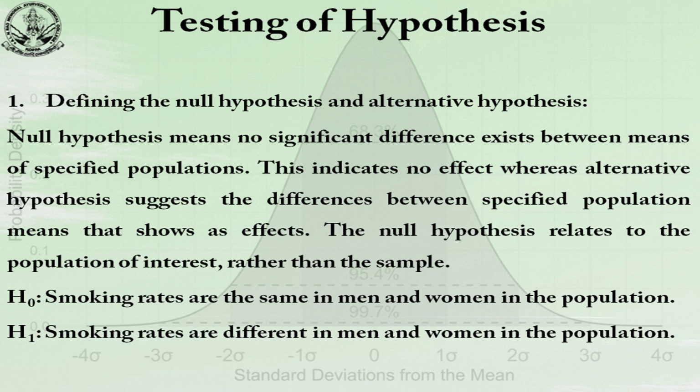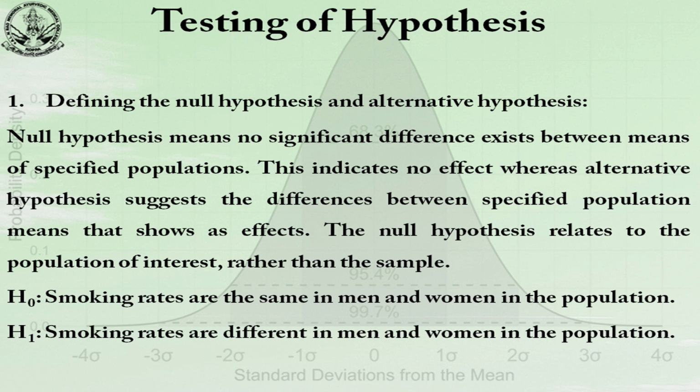So ultimately, what we do in significance testing is nothing but the testing of hypothesis. First of all, we define the null hypothesis and the alternative hypothesis. Null hypothesis means no significant difference exists between the means of specified populations. This indicates no effect, whereas the alternative hypothesis suggests the difference between specified population means shows certain effects. So the null hypothesis relates to the population of interest rather than the sample.